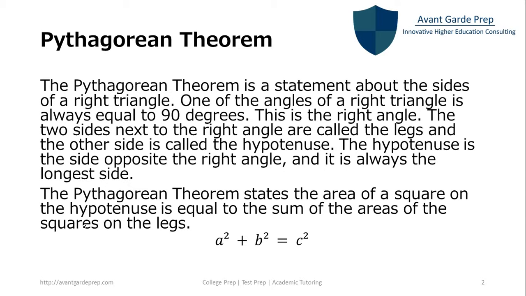If you're unfamiliar with the term hypotenuse, it's simply the side of a right triangle opposite the 90-degree angle, and is always the longest side. This formula can be very useful when solving a variety of problems.